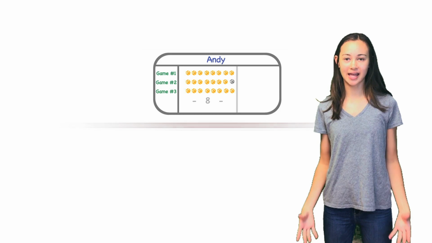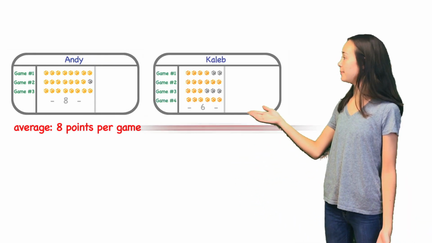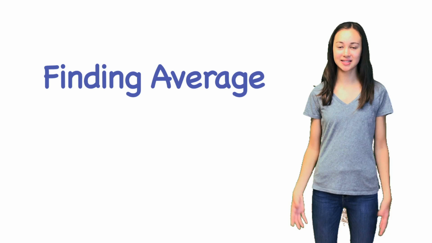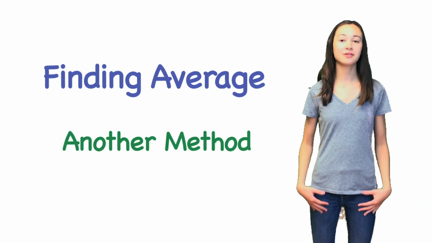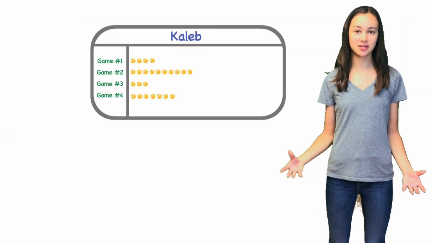Now we found out that Andy's average points per game is 8 and Caleb's average points per game is 6. Now we can tell that Andy is a better scorer. Now that you understand what average means, I'm going to show you another way on how to find the average to make the process easier for large numbers or large sets of numbers.